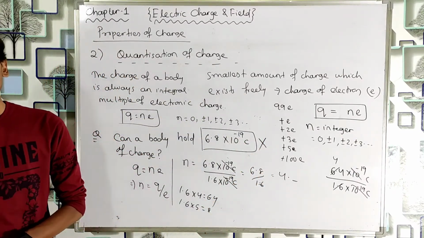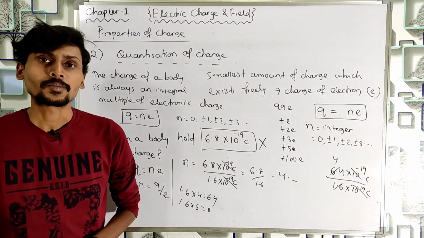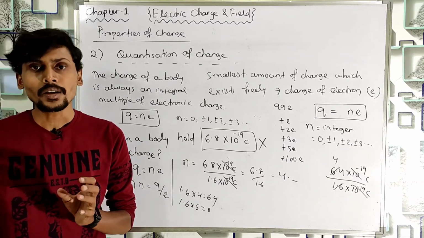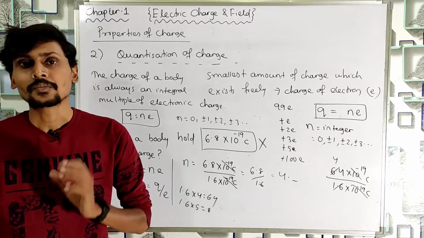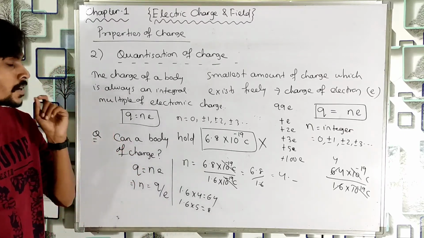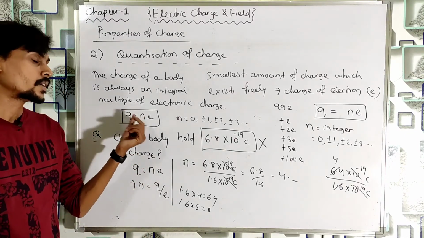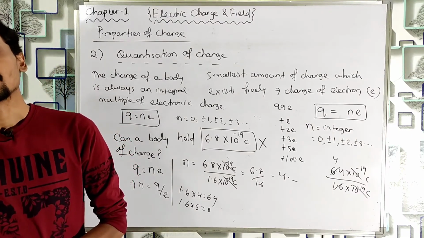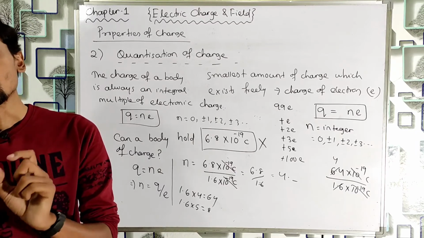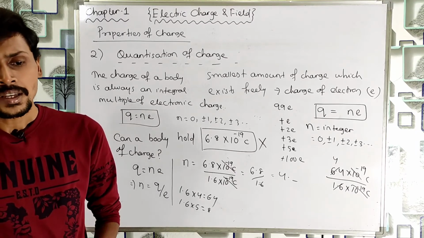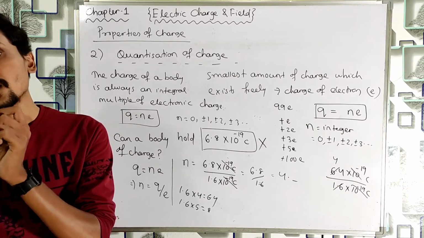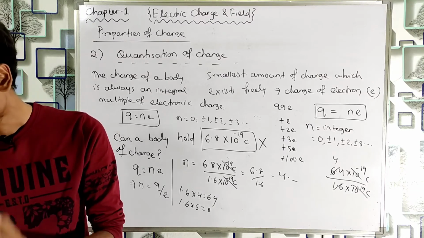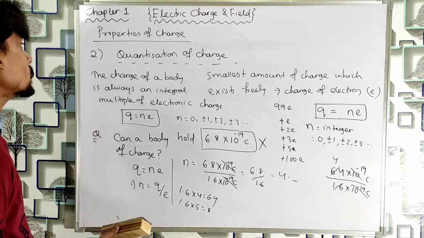So this is the meaning of quantization of charge. The charge of a body is always quantized, always an integral multiple of e, where e is the electronic charge, and n can never be a fraction. It means there is a minimum amount of charge which exists freely. So this is the second property of charge.